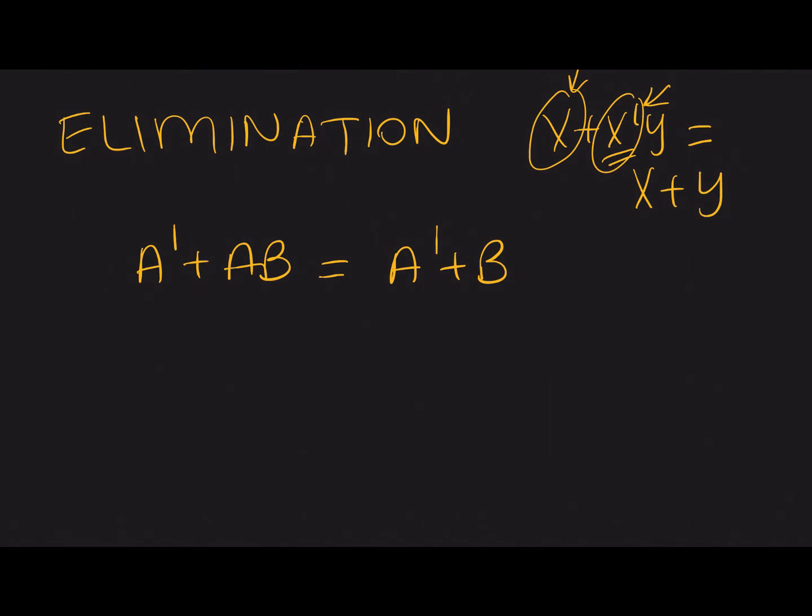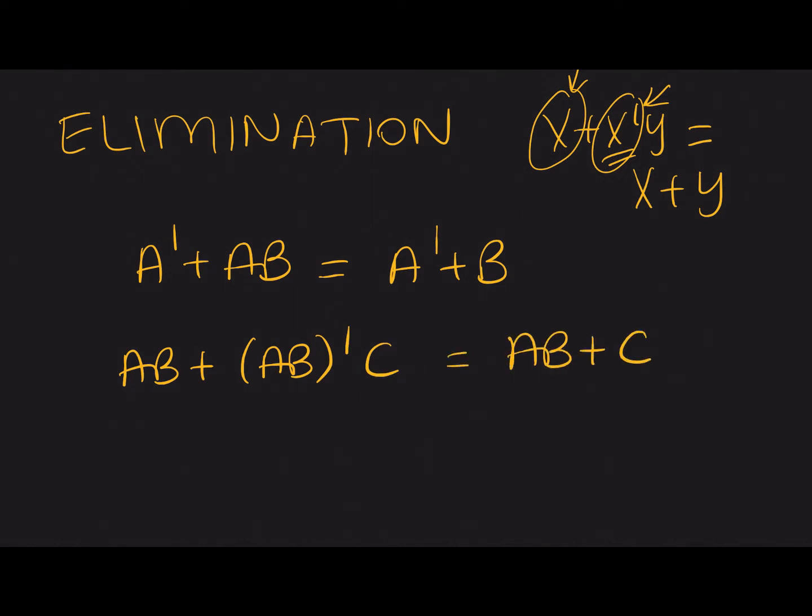Just like with absorption, the first term doesn't have to be just one variable long. You could have something like ab plus ab prime c, in which case you would wind up with ab plus c, right? Because this term and this term both exist. So elimination happens when two terms are different lengths and the shared term is complemented in one of the terms. Again, it's a little trickier to find, so you're just going to have to do a little bit more work.